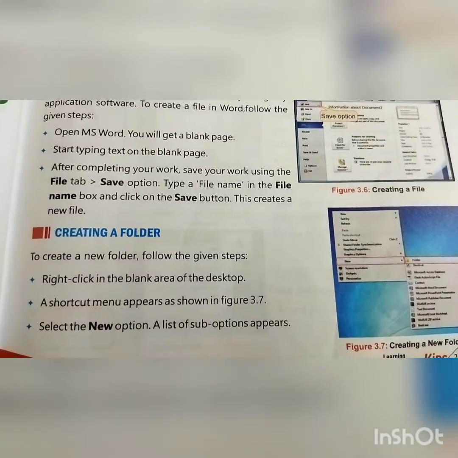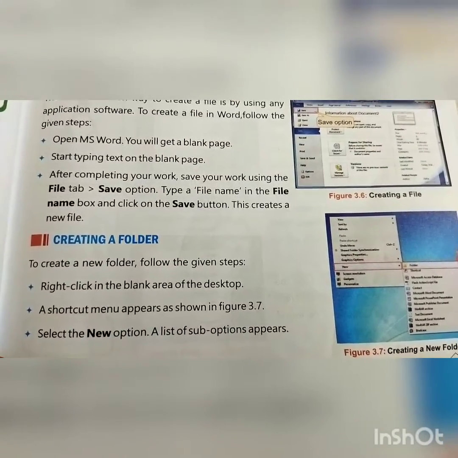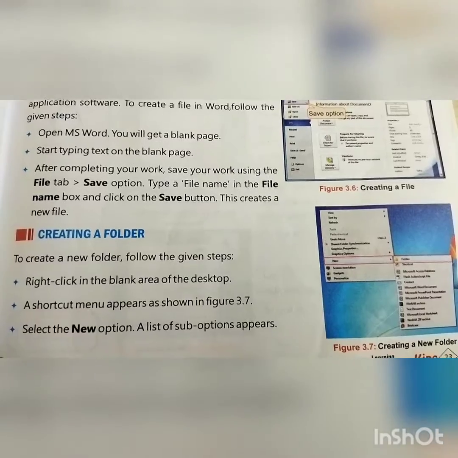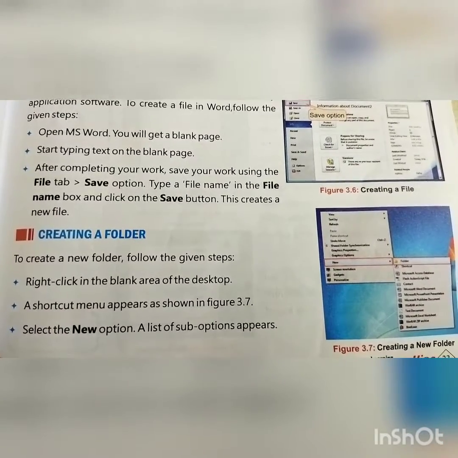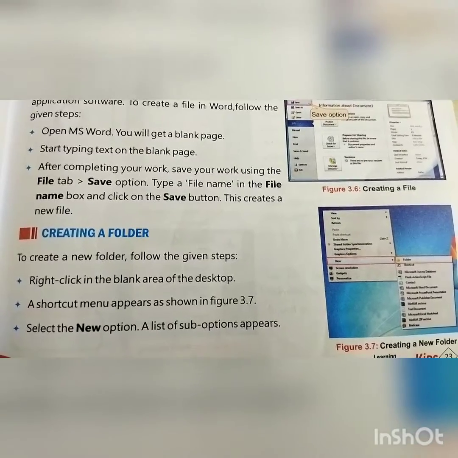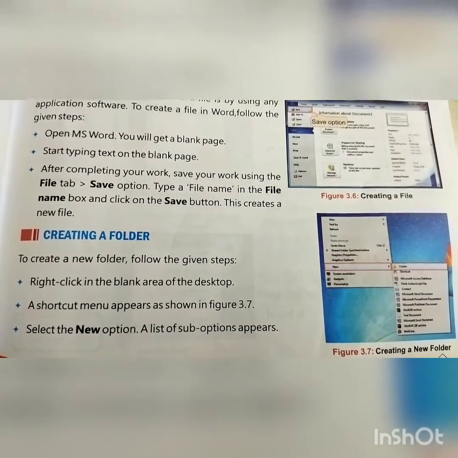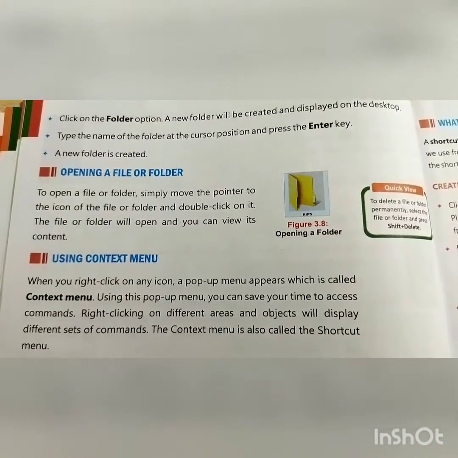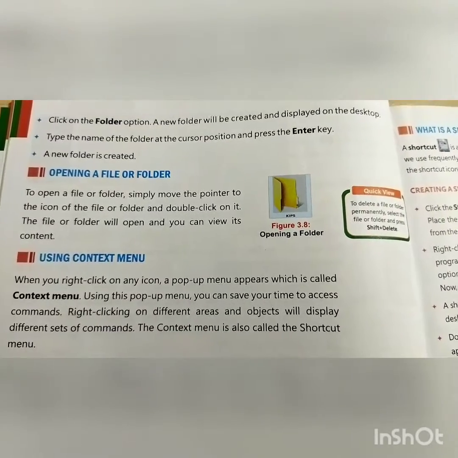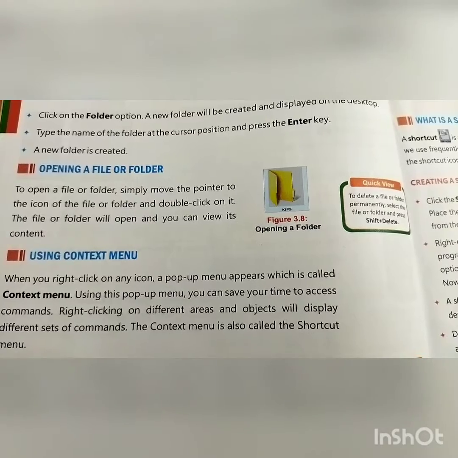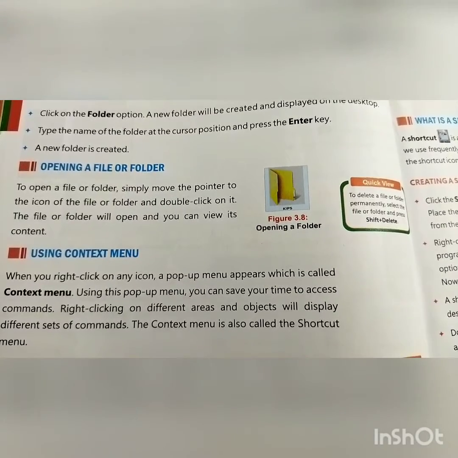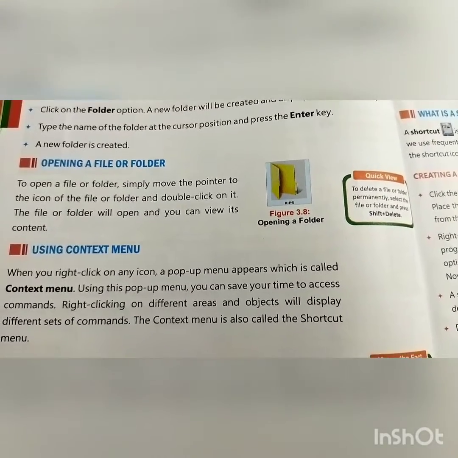Now, after that, students, creating a folder, follow the same steps. First, right click in the blank area of the desktop, then a shortcut menu will appear. Then select the New option, a list of sub options appears, then click on the Folder option, and a new folder will be created and displayed on the desktop. Then type the name of the folder at the cursor position and press Enter. So a new folder is created.